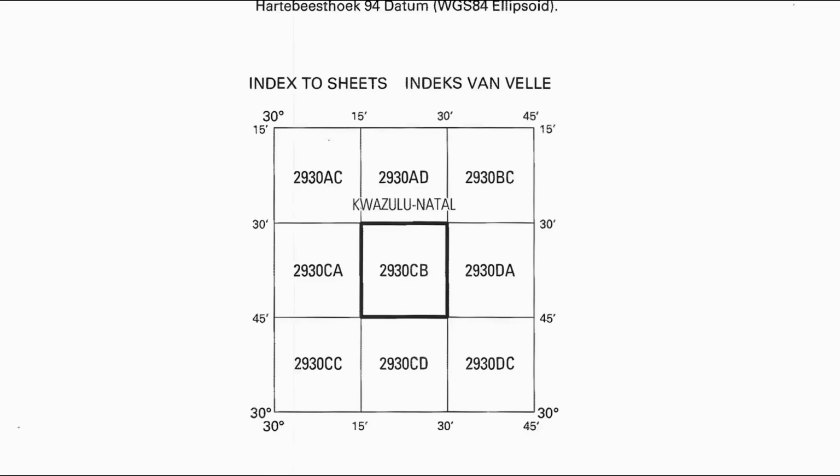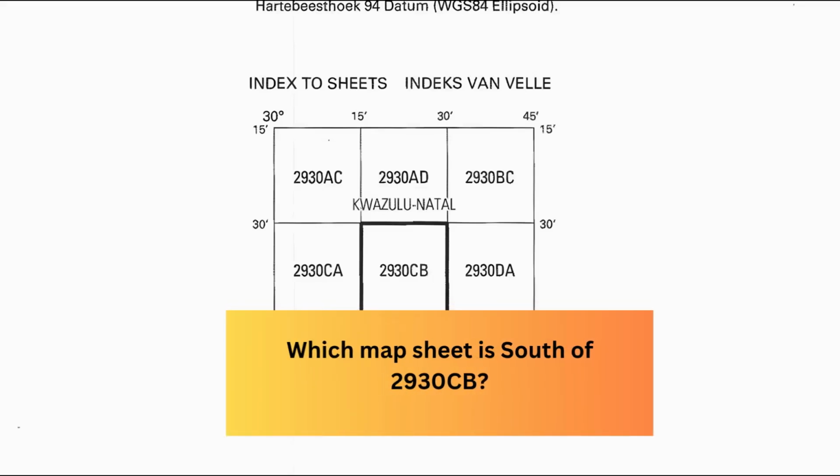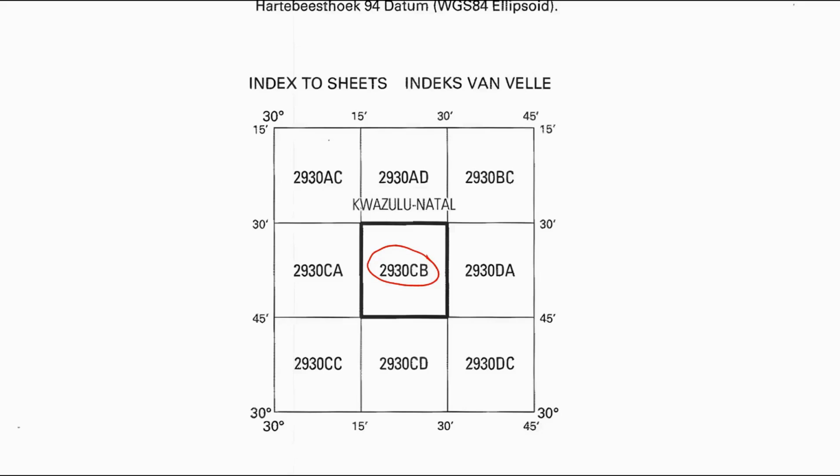In many examinations, you will be asked to work out the map sheet next to the one you are using. Don't worry, this is very easy. Remember, the index to sheets is found on your map. You simply look at the index and move in the direction given in the question. For example, if the question asks, which map sheet is south of 2930CB? Move 1 square south on the index to sheets. The answer will be 2930CD.